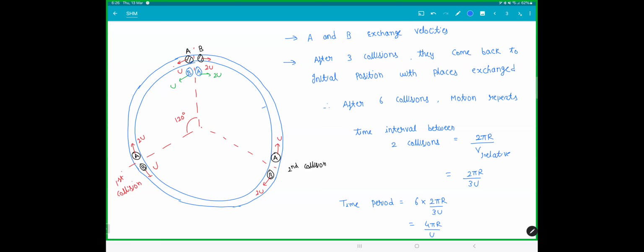What makes this question a tough one is that you people don't realize their places got exchanged. That's what makes this question a really good one. But other than that, frankly speaking, you just used collisions and little kinematics, isn't it? Distance is equal to speed into time. There's nothing more you did. Clear, everyone? Got this? Next one.